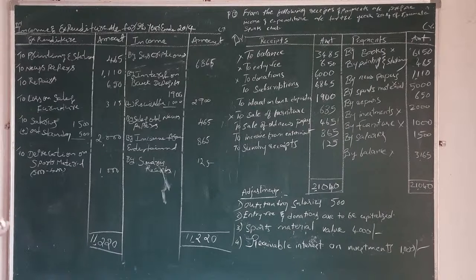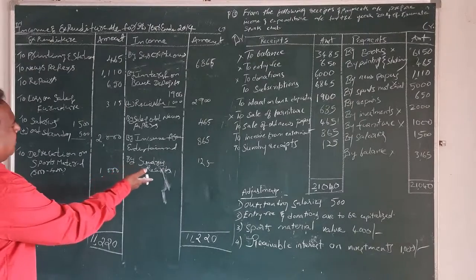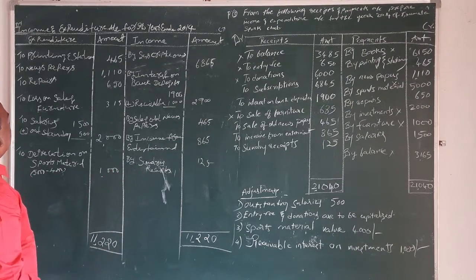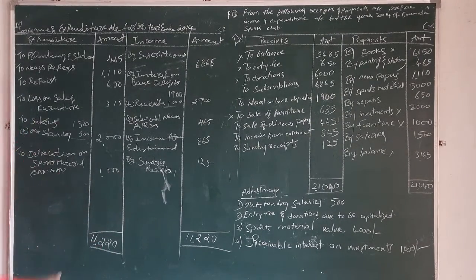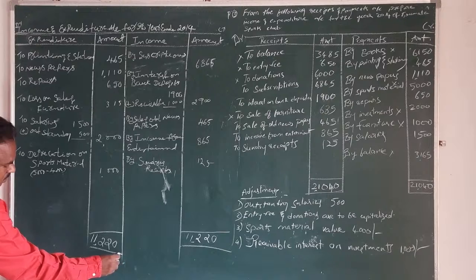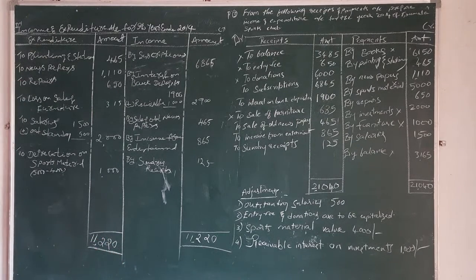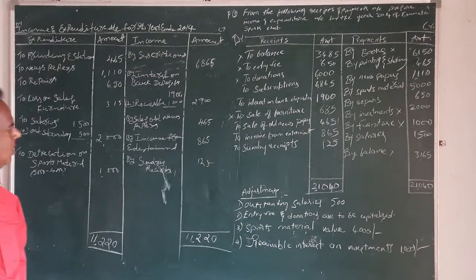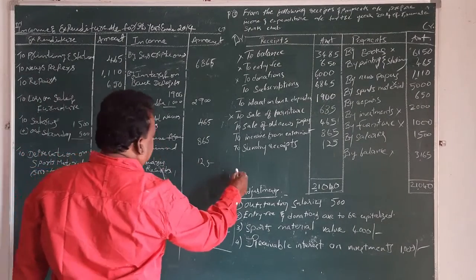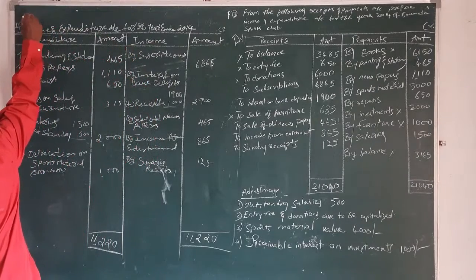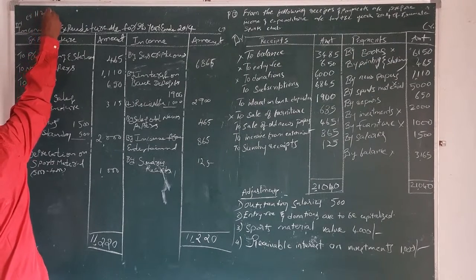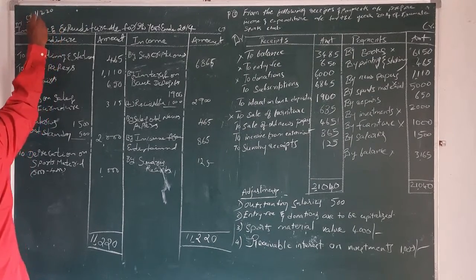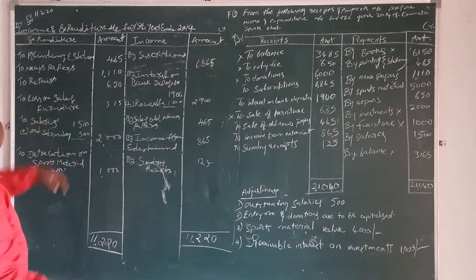Then you can find out whether it is profit or loss, surplus or deficit. If credit balance exceeds debit balance, it is a surplus. If debit balance exceeds credit balance, it is a deficit. Here in this problem, the credit balance of 11,220 is more than the debit balance. So you can find out the debit balance.